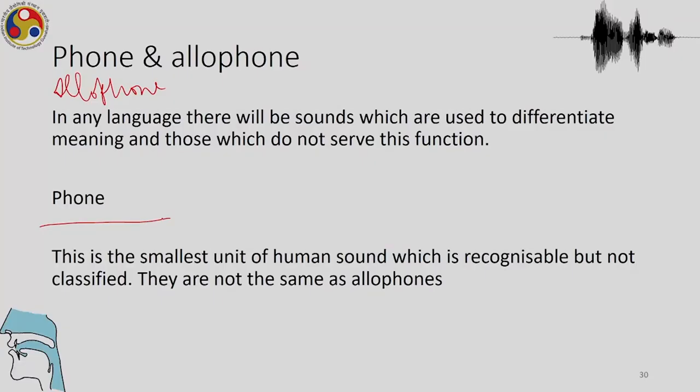Another important term which is also used in understanding sounds is called phone. So what is a phone? This is the smallest unit of human sound which is recognizable but not classified. It's not classified in the sense that it's not a phoneme, it's not the basic distinctive underlying abstract sound. It's the sound which occurs on the surface, the one that you recognize and identify, but it's not the one which the speaker probably stores in his mind, or the underlying sound from which all the other changes happen.